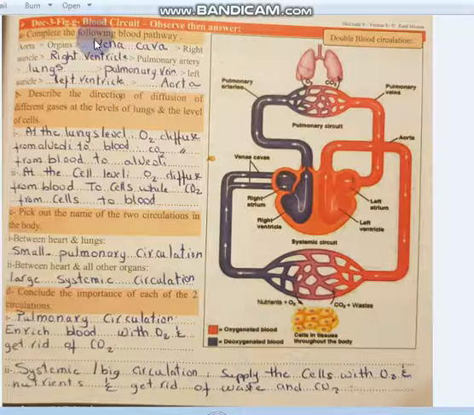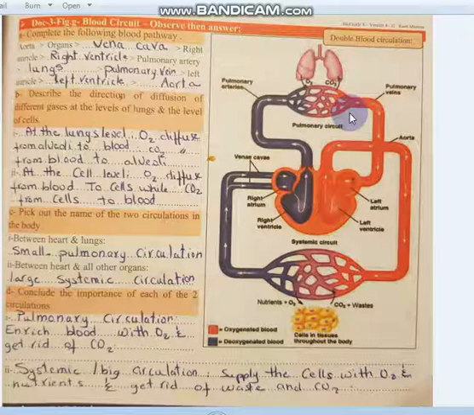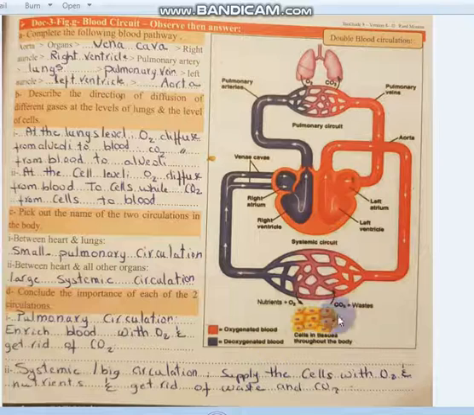So grade 9. Let's continue now. The blood circulation. I have two types of blood circulation: the pulmonary circuit and the systemic circuit, or the big circulation. The first circulation is to supply the organs with oxygen.